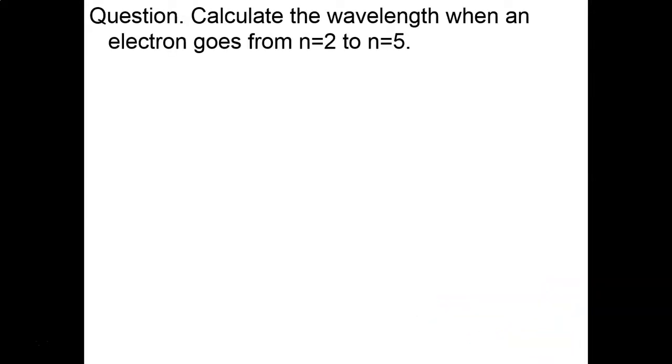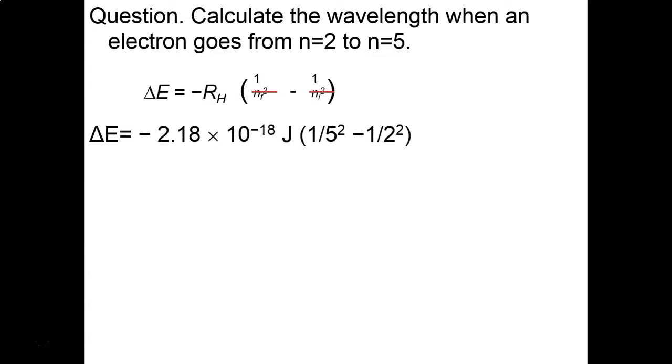All right, calculate the wavelength when an electron goes from 2 to 5. So the difference between this and the last one: the last one we had a wavelength, this one we have energy levels. So you're going from the second shell to the fifth shell. Before I even crunch any numbers, I know it's absorbing energy, so it's endothermic. I know you need a positive number. You got to think like that. But let's verify. So here's our formula.